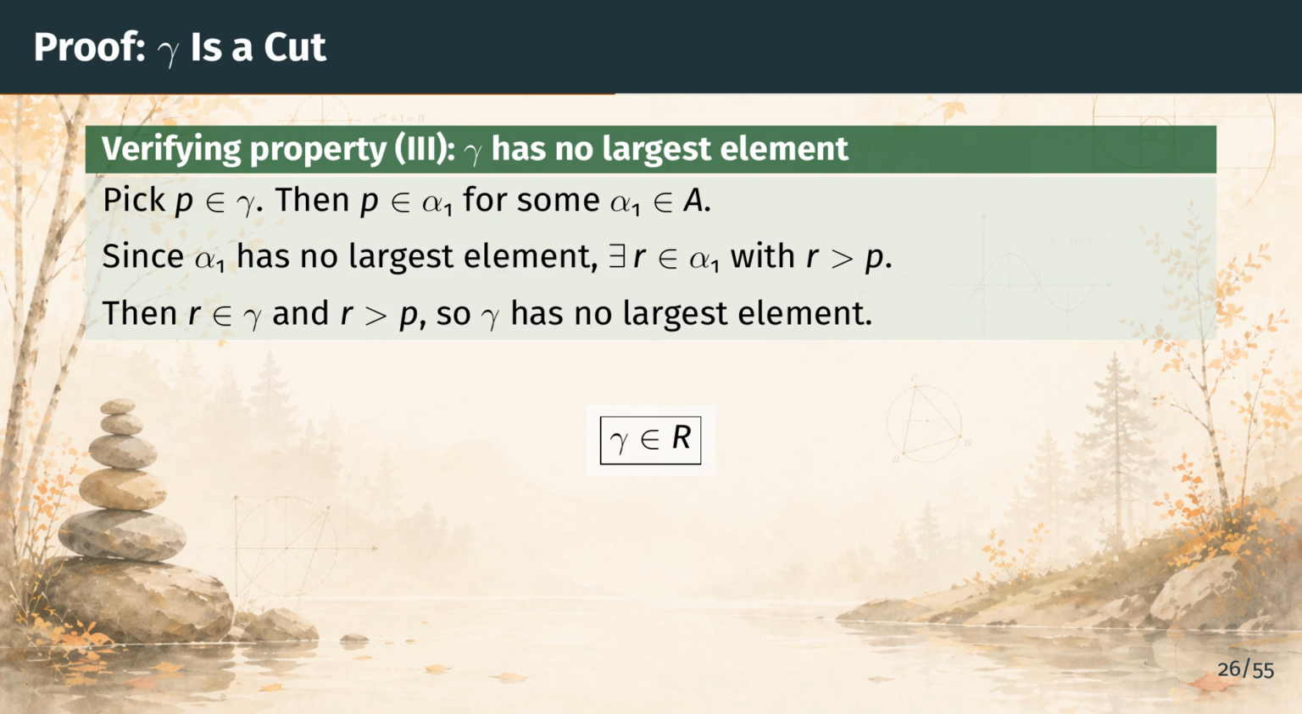The no maximum property also transfers up from the pieces to the union for free, and the same general principle applies. A union of sets, each without a maximum, cannot have a maximum itself, so all 3 cut axioms are inherited almost automatically from the members of A. The real creativity went into designing the axioms. Once the axioms are right, verification is mostly bookkeeping.